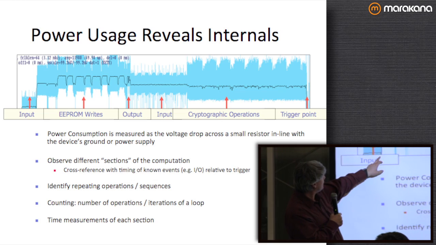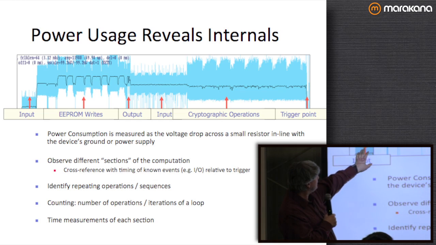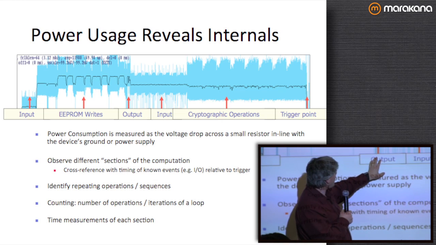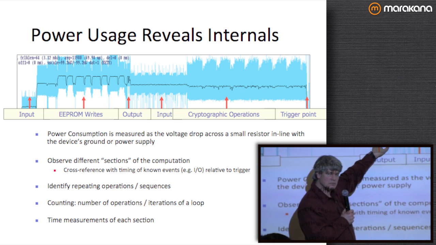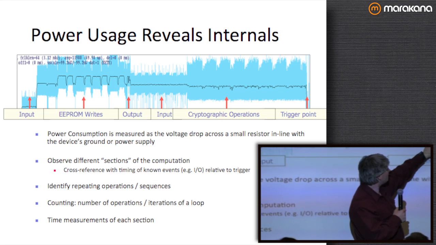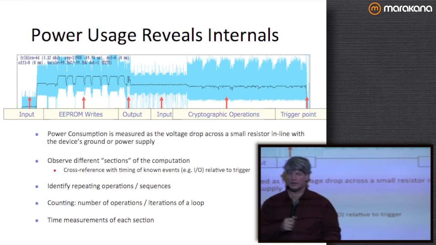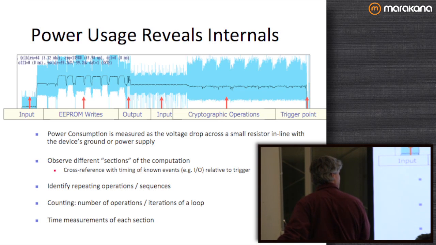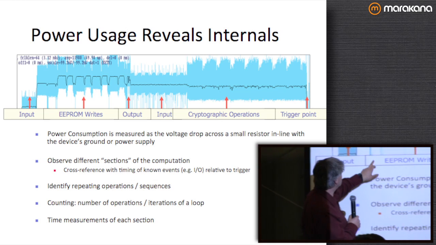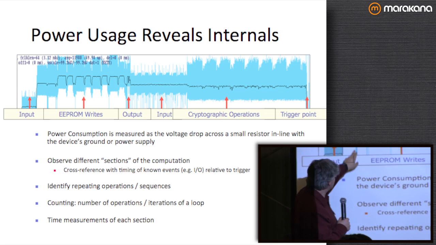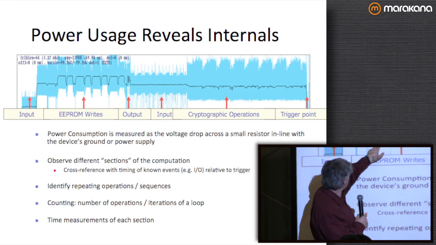You can see that the power consumption is at a low level here during the input phase. Something happens in the middle. There's an output bump here that takes place. Some more input. And then the cryptographic operation ends here. But wait, there's more. You also get the EEPROM. So the EEPROM write takes a considerable amount of power. And by looking at this, you know whether or not you're writing zeros or ones.